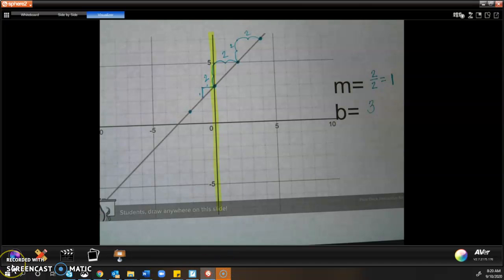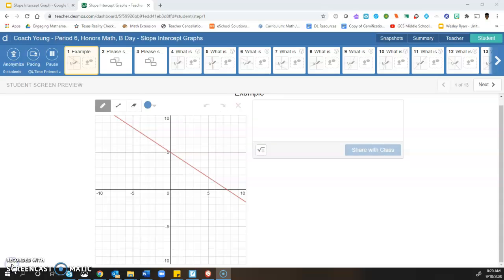Now you are going to go ahead and go to your Desmos activity, and I'm going to show you an example of what your work should look like on there. When you go to Desmos, you have 2 activities where you have to do a card sort, and then you have the rest of your activities. You are identifying slope and y-intercept. That's all I need you to do.